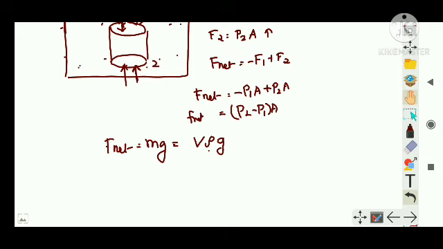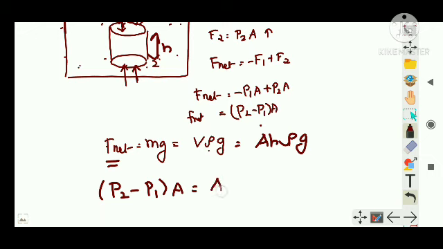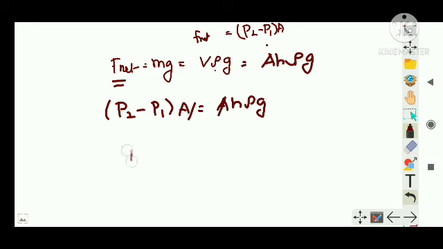This much clear? And I can write V is equal to area into height. Let's say the height is h. This one is having height h. So V is A into h, so A h rho g, right? Clear. So this F net I have written as P2 minus P1 into A is equal to A h rho g. A cancels out. I can write P2 minus P1 is equal to h rho g, right?